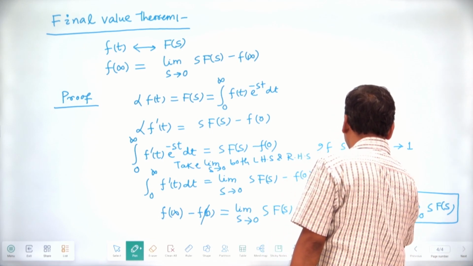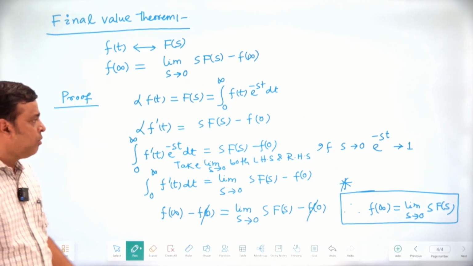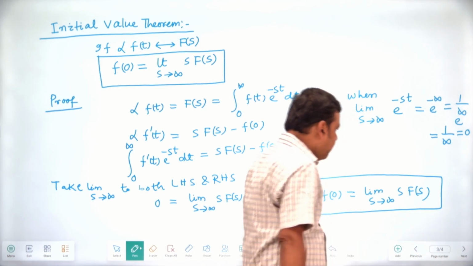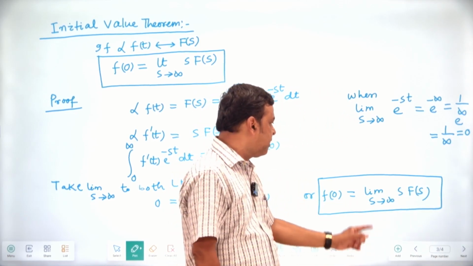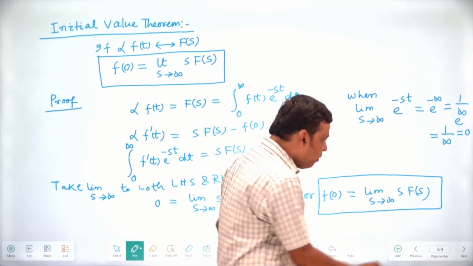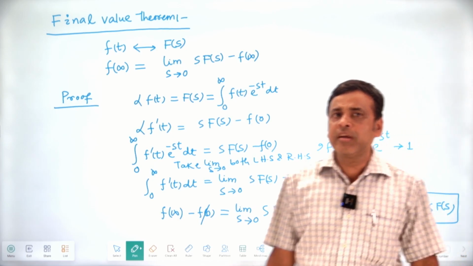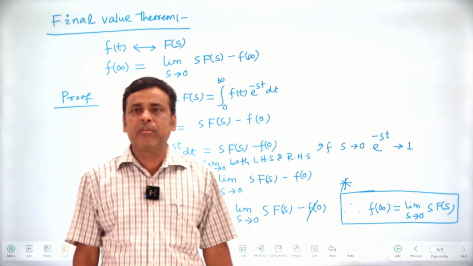So in the case of final value, f(infinity) equals limit s tends to 0 of s F(s). But in the case of initial value, f(0) equals limit s tends to infinity of s F(s). In the initial value, s tends to infinity; in the final value, s tends to 0. Thank you. In the next class we will do more numericals related to the initial value and final value theorem. Thank you.